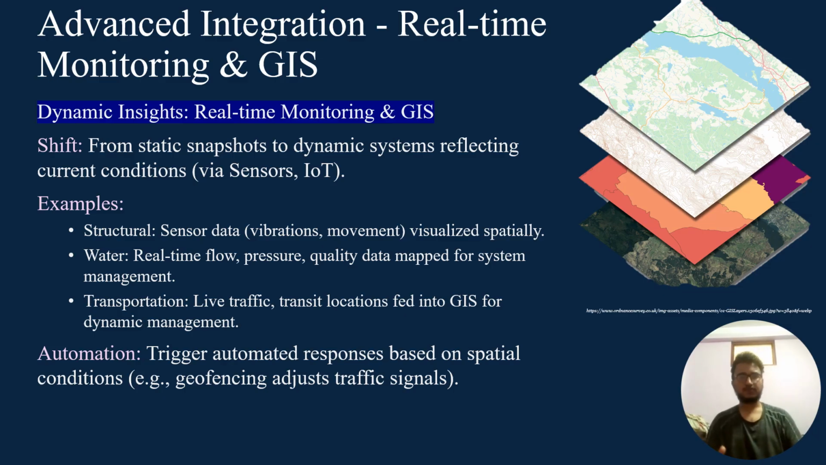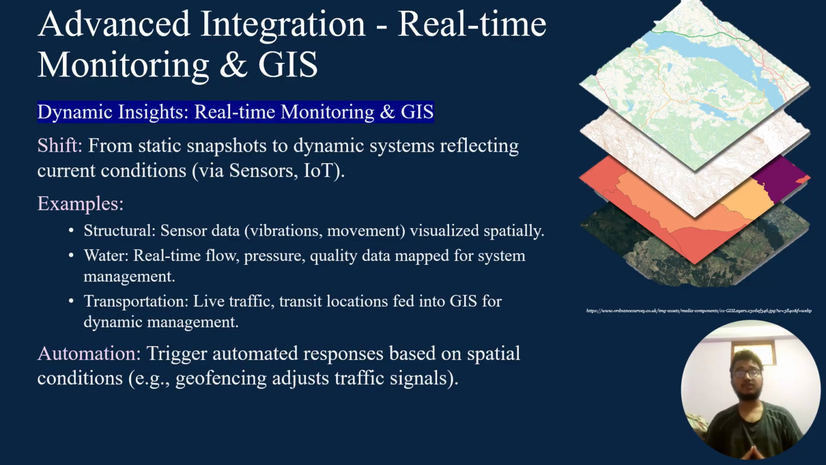For water infrastructure, real-time GIS integration enables sophisticated management systems. We can have sensors monitoring flow rate, pressure, water quality, and pump status, and it can provide a comprehensive view of the system performance. When anomalies occur, the spatial visualization helps operators quickly identify and address issues.